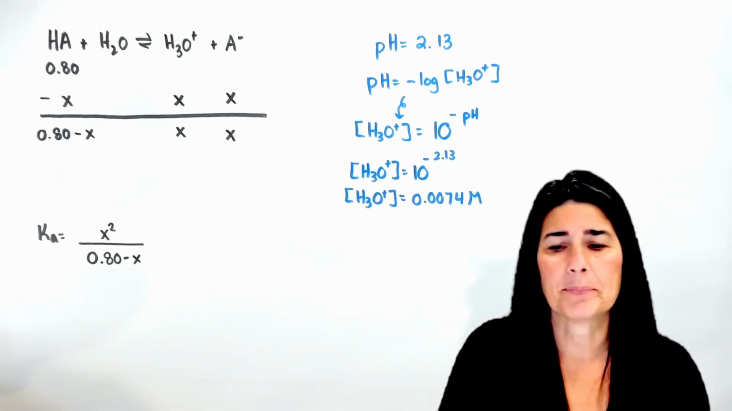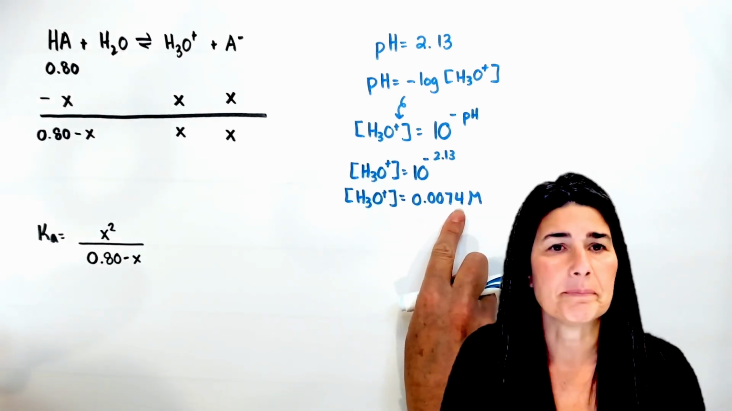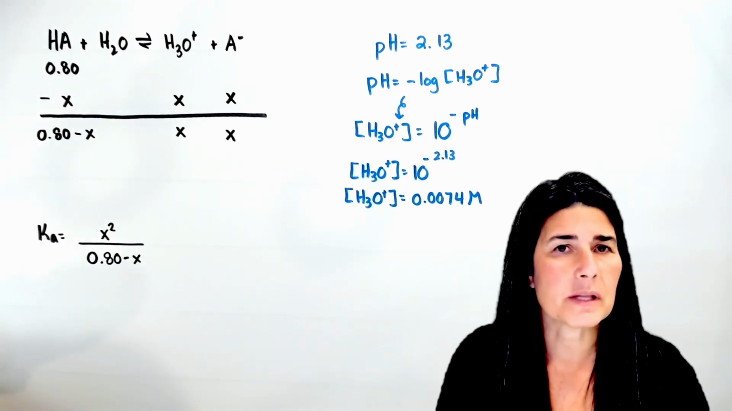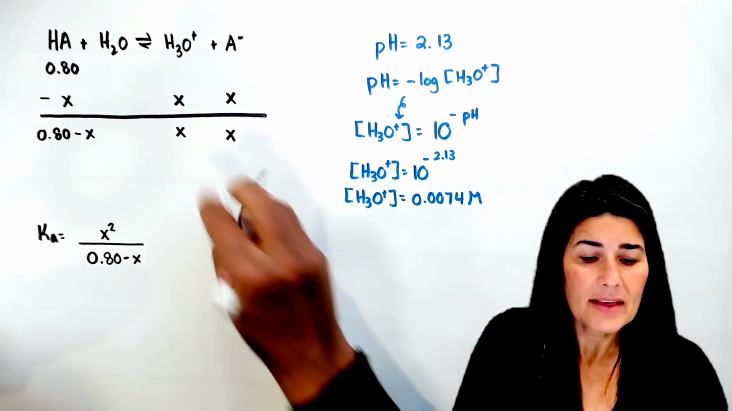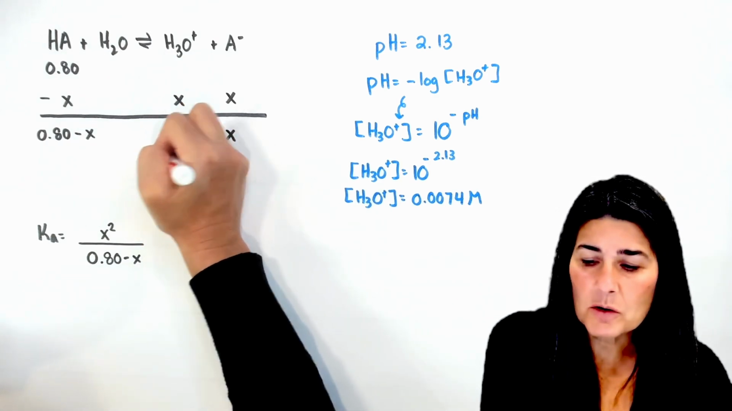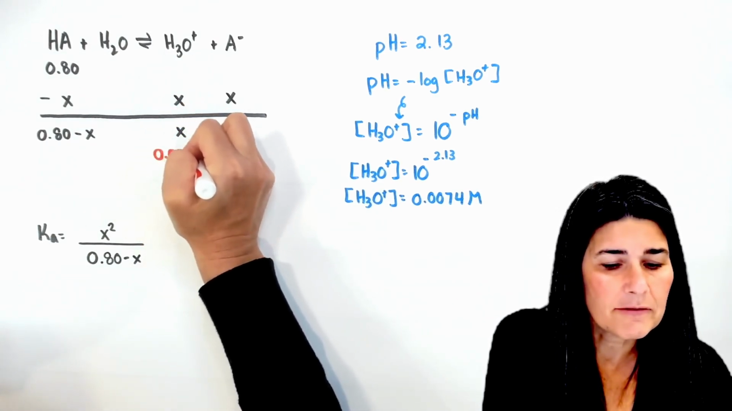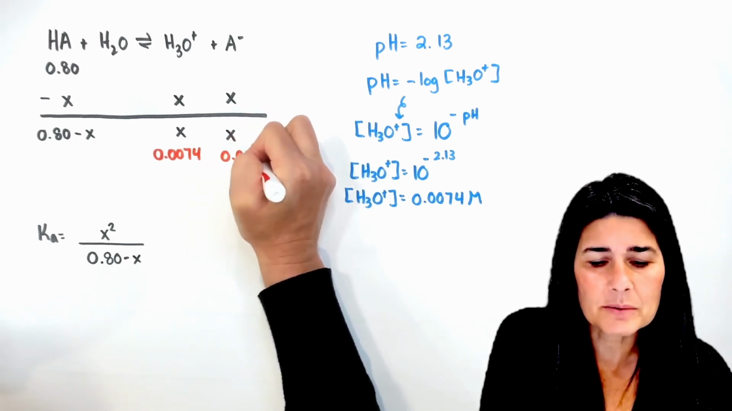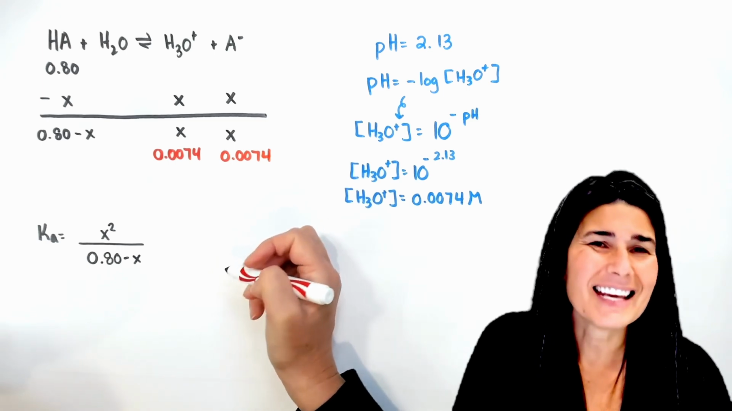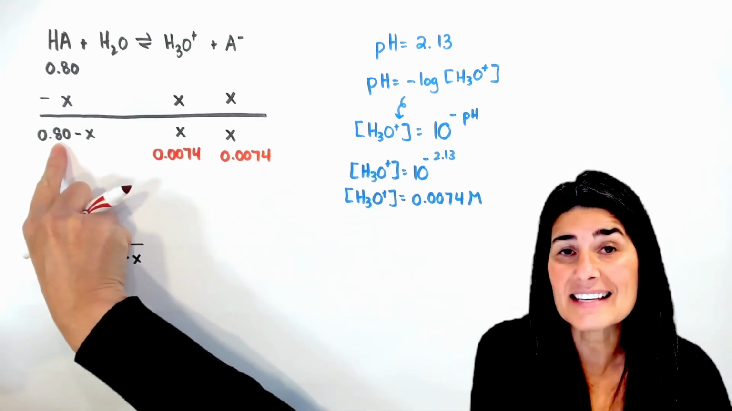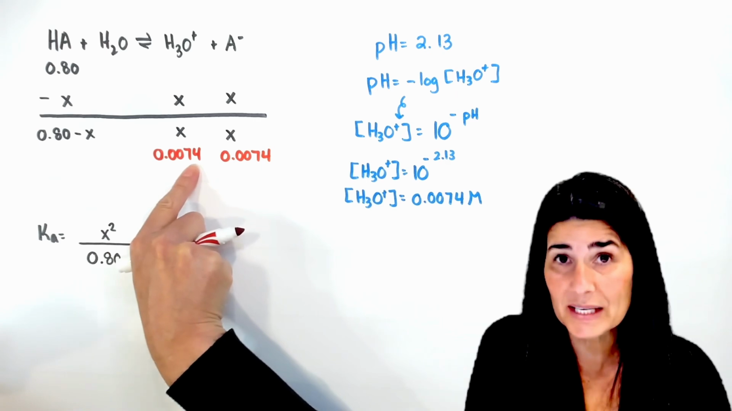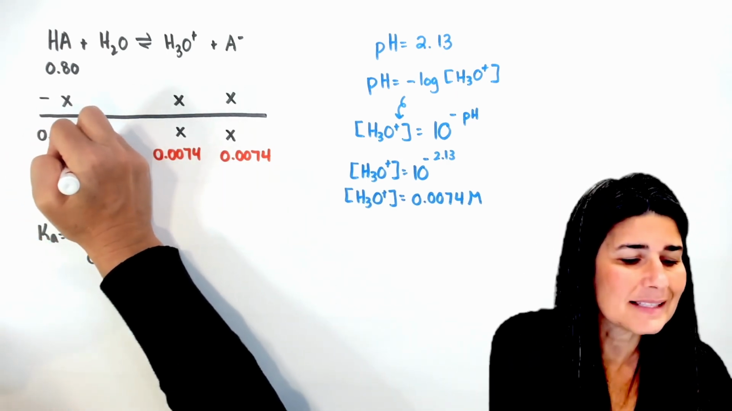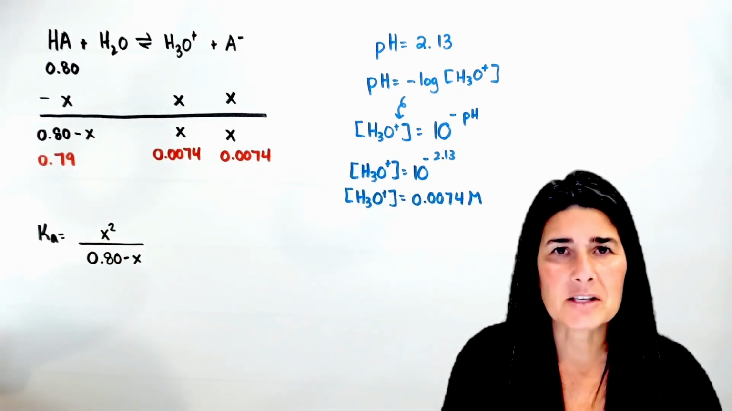0.0074 molar. Okay, so we've got our concentration. We can take that and plug it right back in for those equilibrium concentrations. The hydronium will be 0.0074 molar. The conjugate base, A-, 0.0074 molar. And if you take 0.80 minus 0.0074, you end up with a concentration of 0.79 molar. That one barely changed.